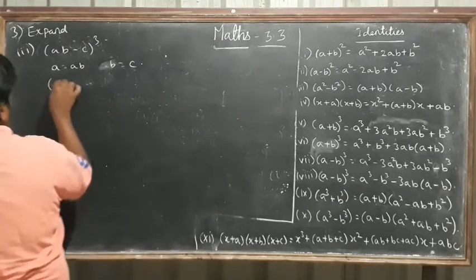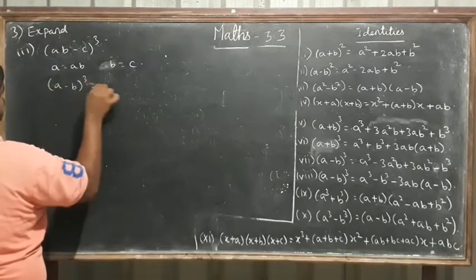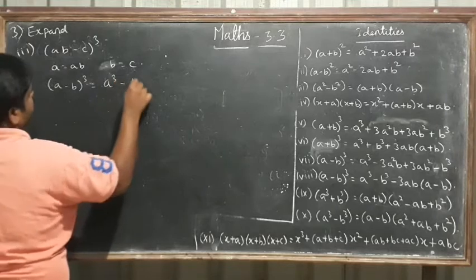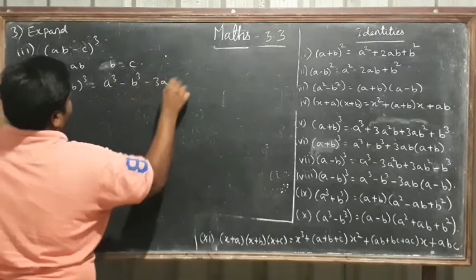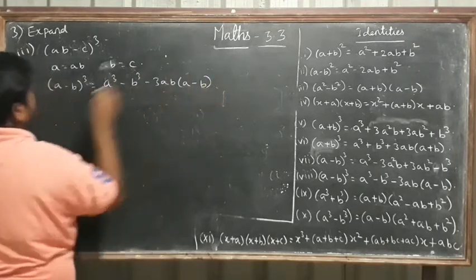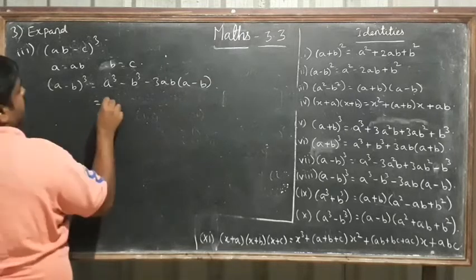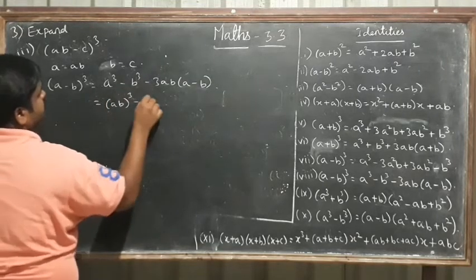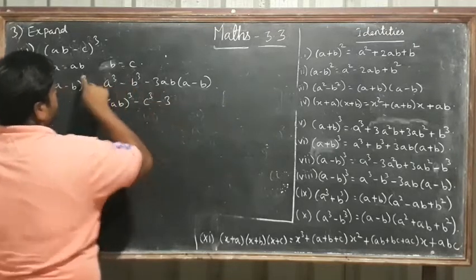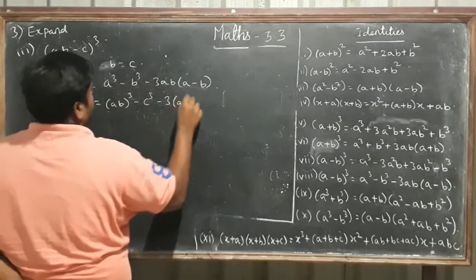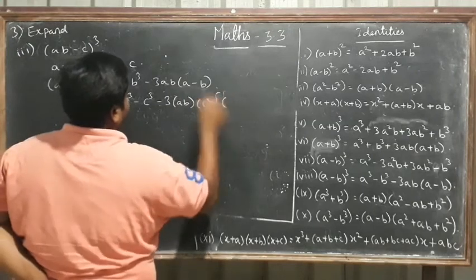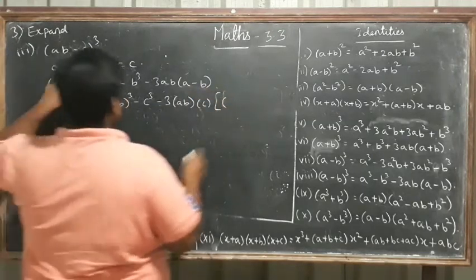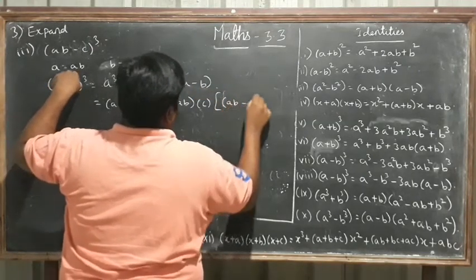A minus b the whole cube equals a cube minus b cube minus 3ab into a minus b, which is equal to a cube. What is a cube here? ab the whole cube, minus b cube. What is b cube here? c cube, minus 3 into ab. What is ab here? ab into c into a minus b. What is a minus b here? ab minus c.